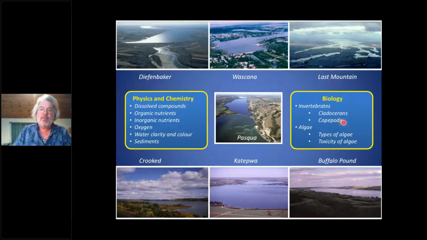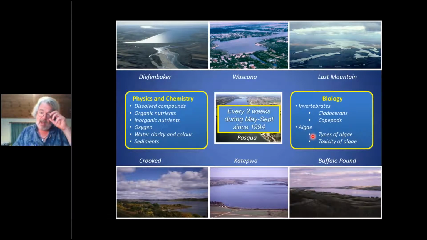And then we've also looked at the biology, the invertebrates, the things that eat fish, the fish themselves, and the invertebrates that eat algae. What types of algae? Like little round green things that are in the water column. And we've done this, as I say, every 2 weeks during the summer, well, mostly during the summer, May through September, since 1994.